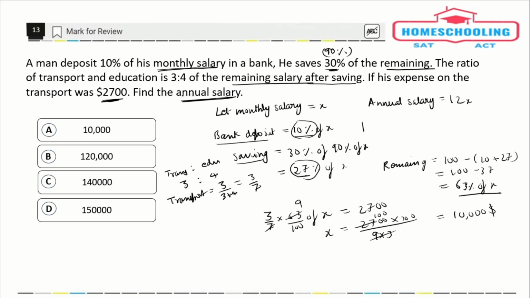If you do not read the question properly, many of you will tick option A, but this is not option A. In the question it is said, what is the annual salary? So the annual salary is 12x. That would be 12 into 10,000, that would be 120,000. So this is your answer. Hence option B, $120,000, would be your answer.